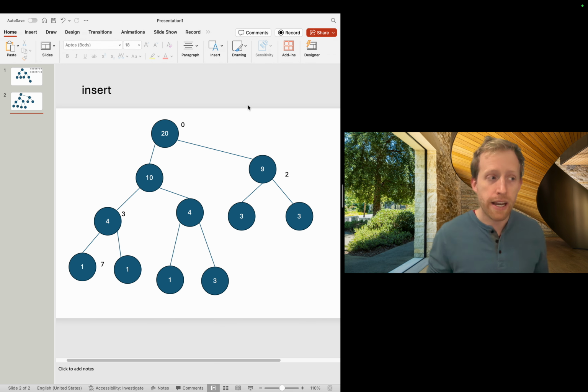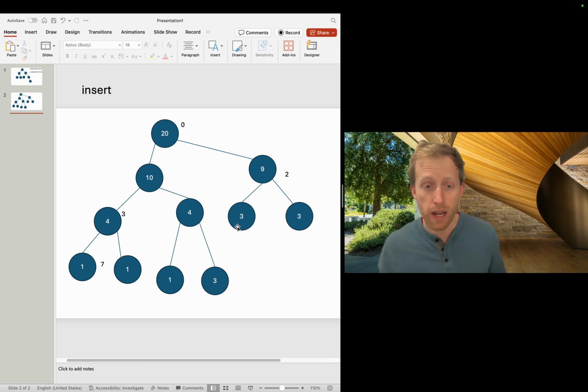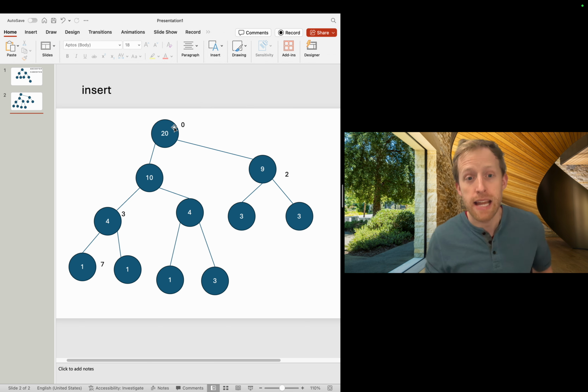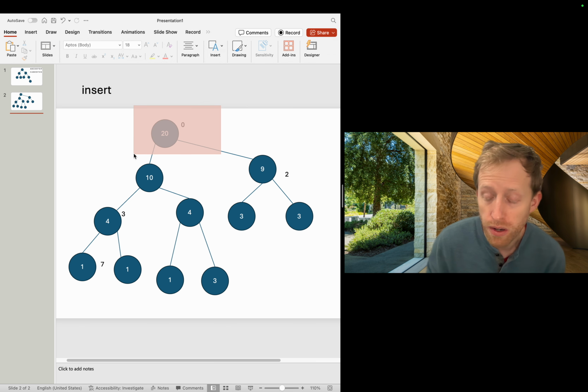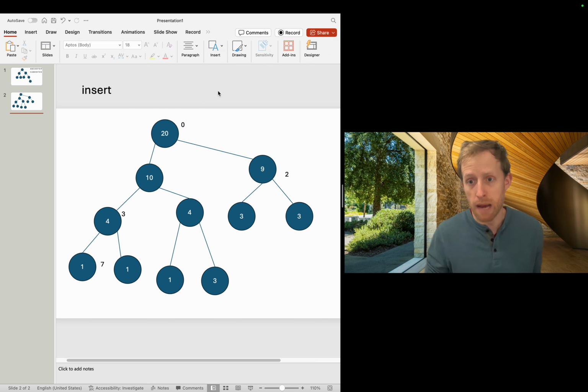So where we end up is, now our insert method, we've swapped all the way up, and our 20 is appropriately sorted in our data. Our 20 is now our largest value, and it's at the top of the tree.